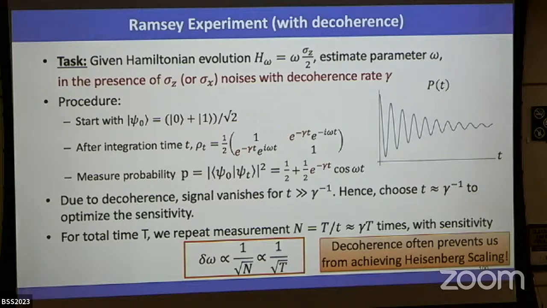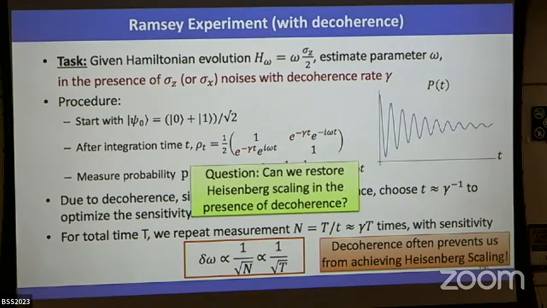So this is typically what people know about quantum sensors and precision measurement. Now the question is, can we use error correction to help suppress the noise and restore the quantum scaling, which is the Heisenberg scaling for sensor sensitivity?